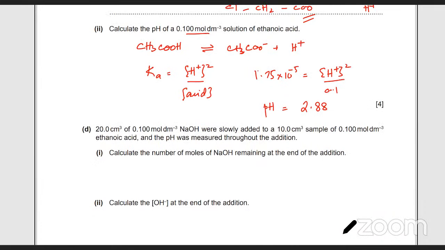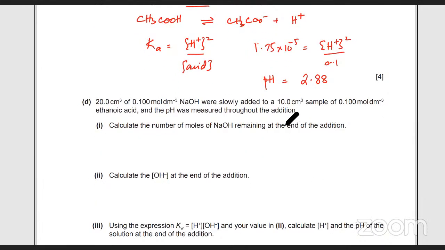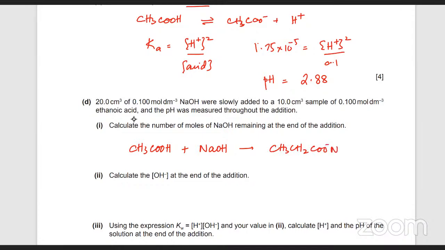अच्छा अगला पार्ट, that's about a buffer solution. So he says that NaOH and ethanoic acid, तो ये reaction चल रहा है, it's ethanoic acid reacting with NaOH. Now base and acid react, they would form a salt. Ethanoic acid, sorry. So it would form salt plus water.